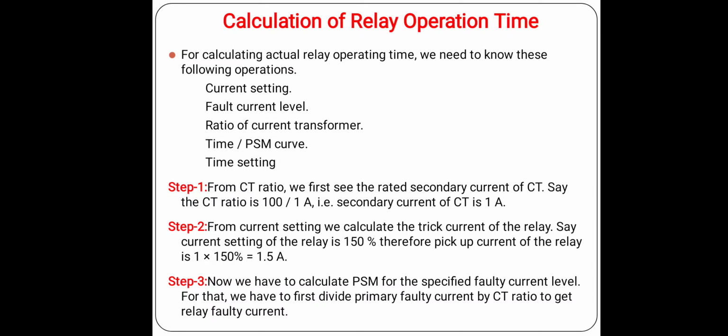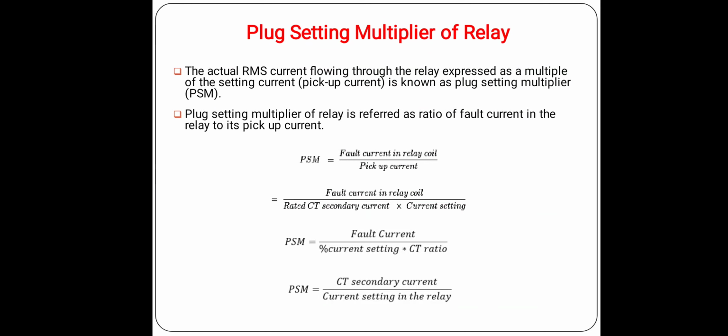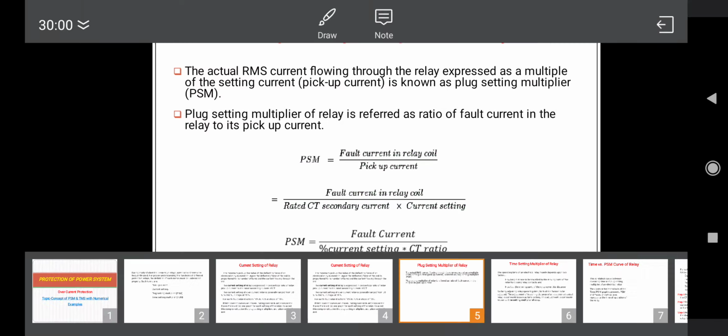the CT ratio is 100 upon 1 ampere. So if we find the secondary equivalent current, it will be 1500 upon 100 upon 1, that means this is 15 ampere. This is the secondary equivalent fault current. Now PSM will be found by the formula mentioned here: the CT secondary current upon the current setting in the relay. The CT secondary current we found is 15 ampere. The current setting of the relay we already found in step 2, which is 1.5 ampere. So now PSM will be 10.